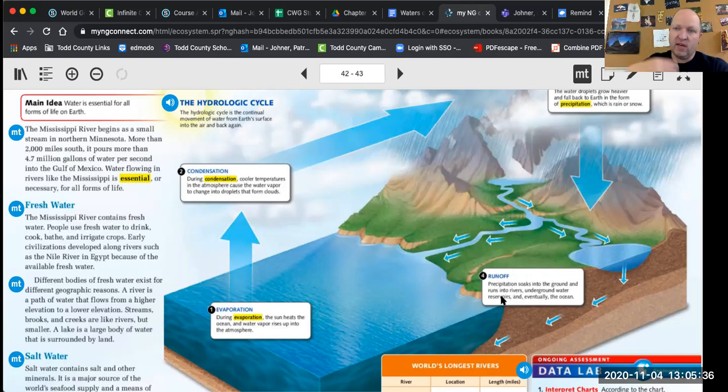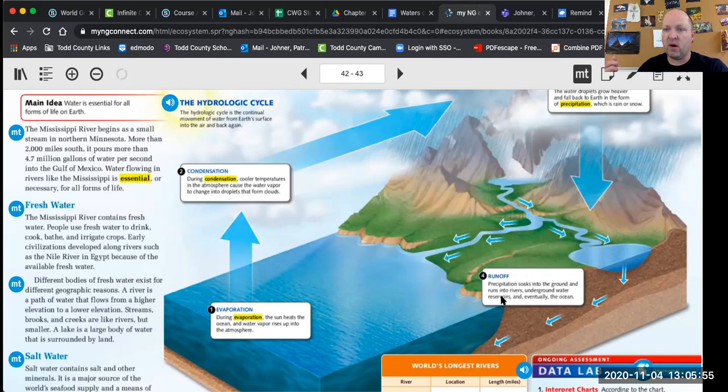And then we have the second stage, condensation. And then you have to figure out what happens in condensation. Then third stage, precipitation. And then the fourth stage, runoff. Happens every day. It's a constant. That's why they call it a cycle. It does it over and over and over.